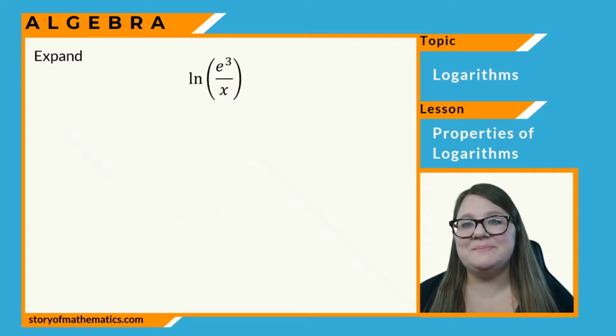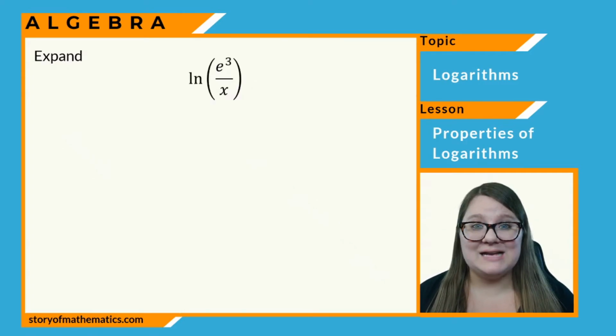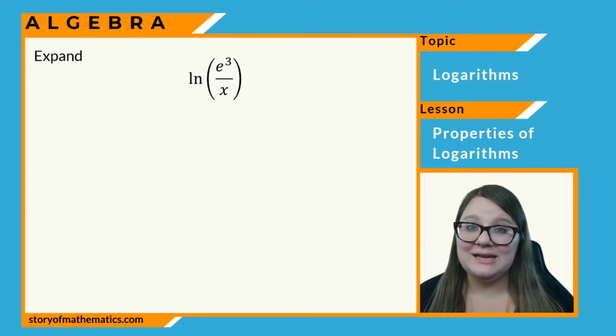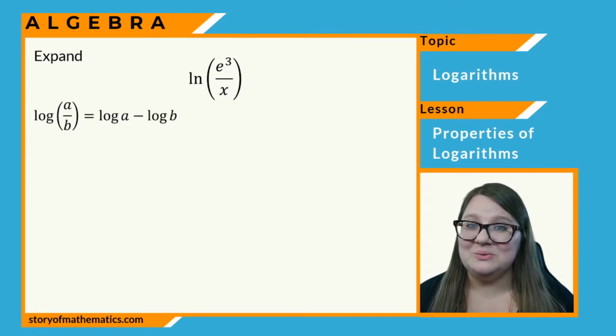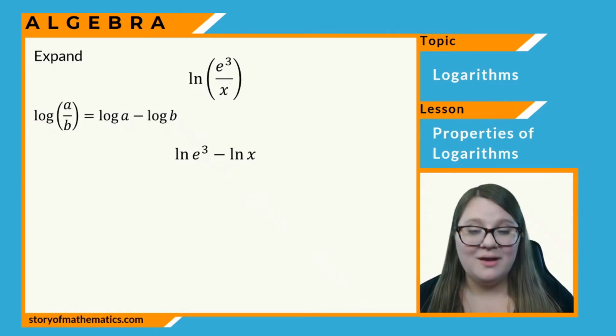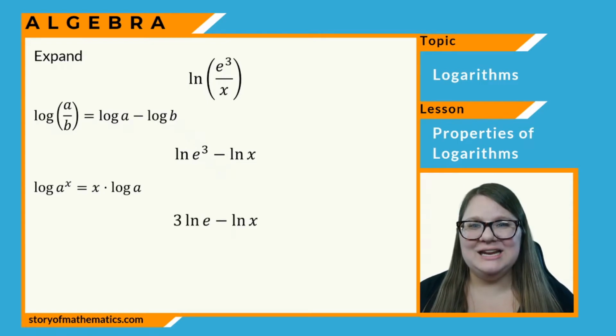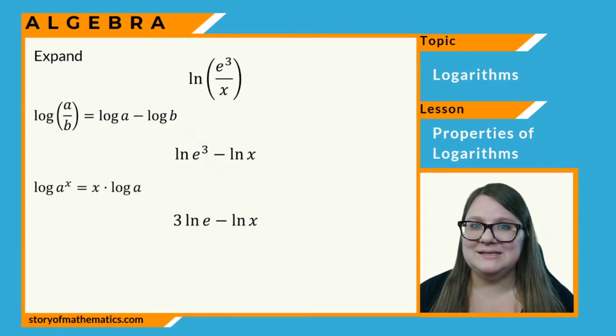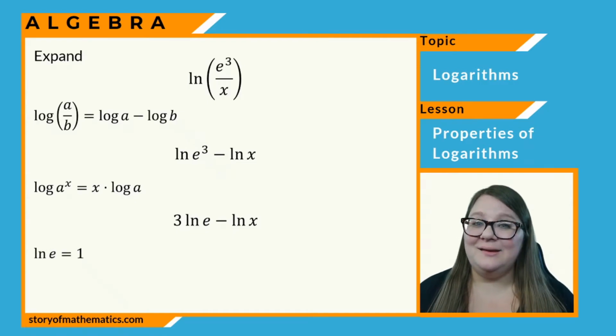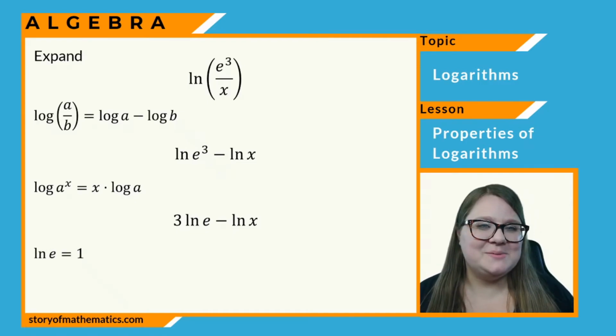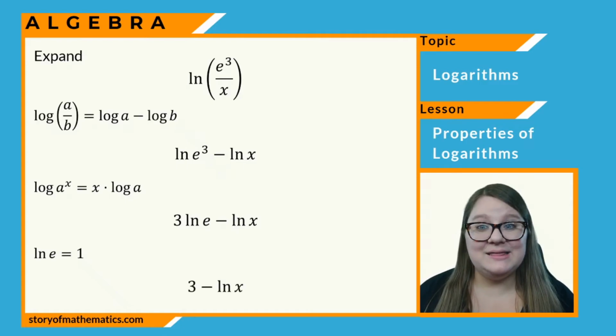Now, what if I asked you to expand the natural log of e cubed over x? Well, in this case, because I'm dividing inside the logarithm, I'm going to use the quotient rule, which means I'm going to split it up into two logarithms that are now subtracting. So I have ln of e to the third minus ln of x. Now I can bring that power down in front. So I have 3 times ln of e minus ln of x. Remembering, of course, that ln of e equals 1, this is really saying 3 times 1, or 3 minus ln of x, and that is the fully expanded version of this logarithm.